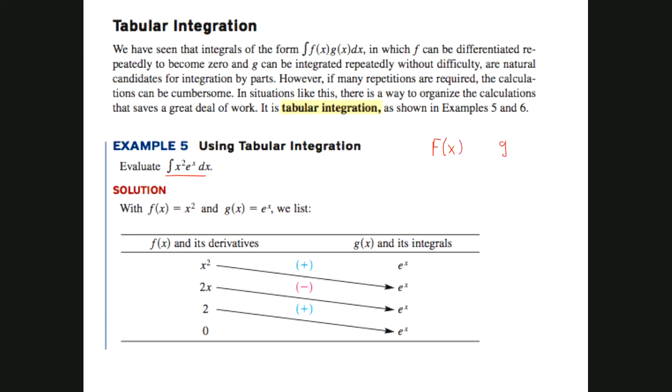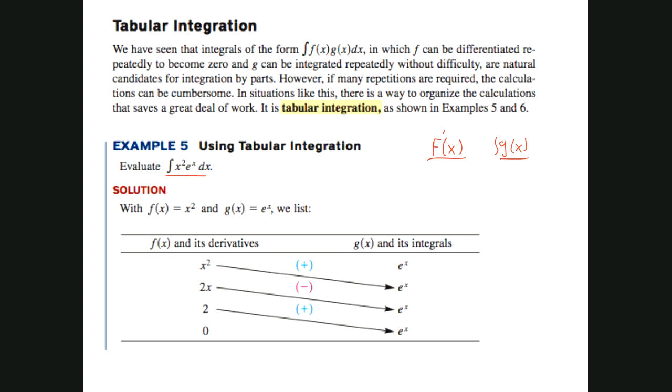So one you're going to take the derivative, one you're going to take the integral. The first one, I always take the derivative of the first one, so I just find f prime. And the second one, I always find the integral. Now, how do you know which one is which?